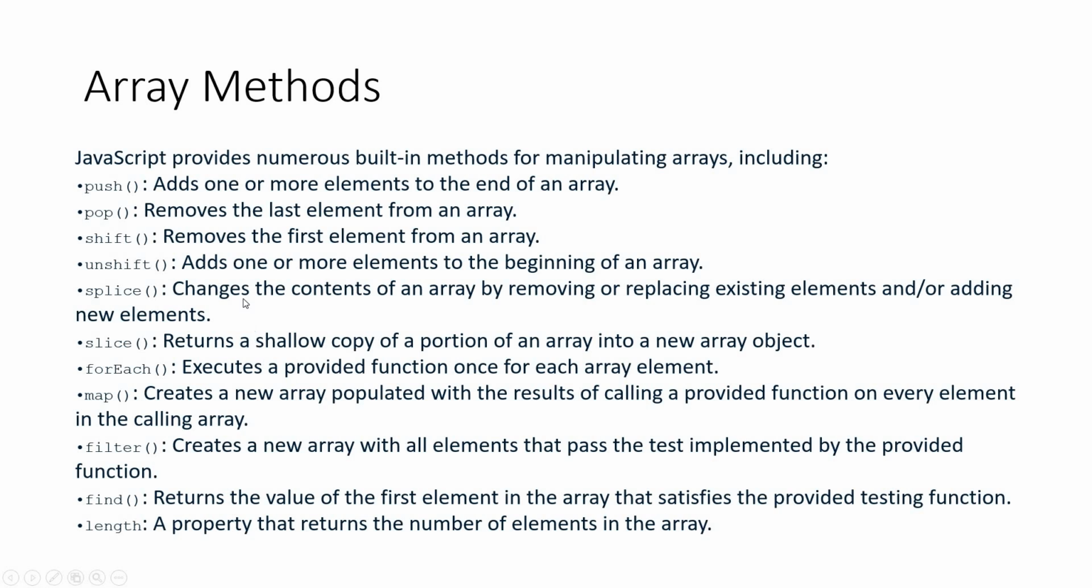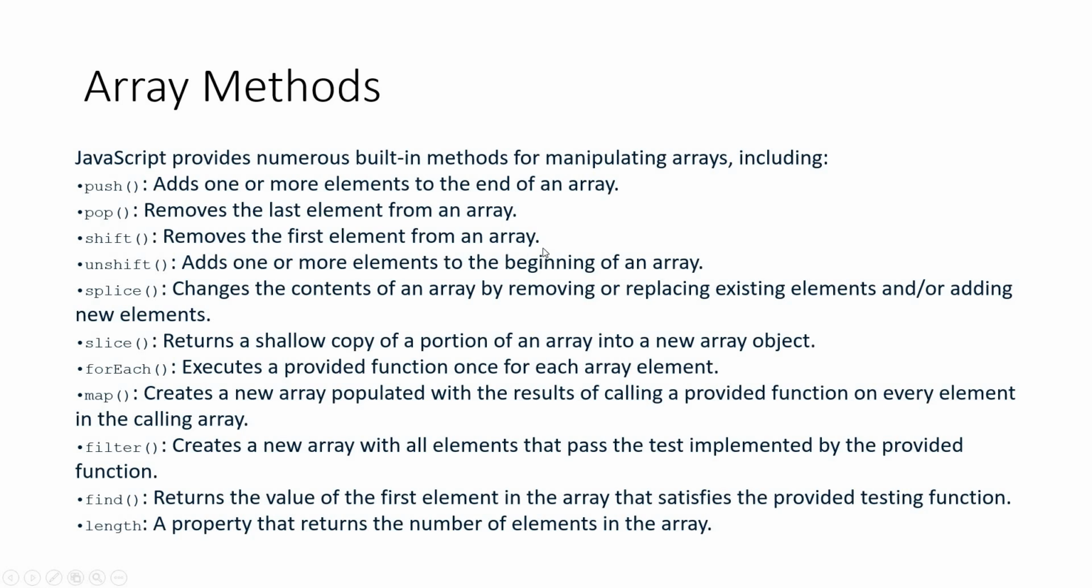Here you can see JavaScript provides numerous built-in methods for manipulating arrays, including push, pop, shift, unshift, splice, slice, forEach, map, filter, find, length. About all these methods, we will be discussing in detail from the next session. In this video, let us see it briefly. Push adds a new element at the last index, at the end of the array. Pop will remove the element from the last.